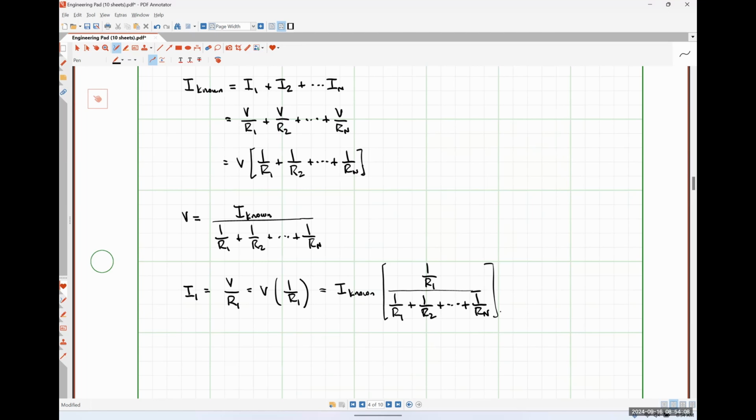This is how I would like you guys to remember it. However, this is really just I known times the equivalent parallel resistance divided by R1. And then we could generalize this for any individual resistor in that parallel combination by replacing the subscript 1 with a subscript k. So let's put this into practice.